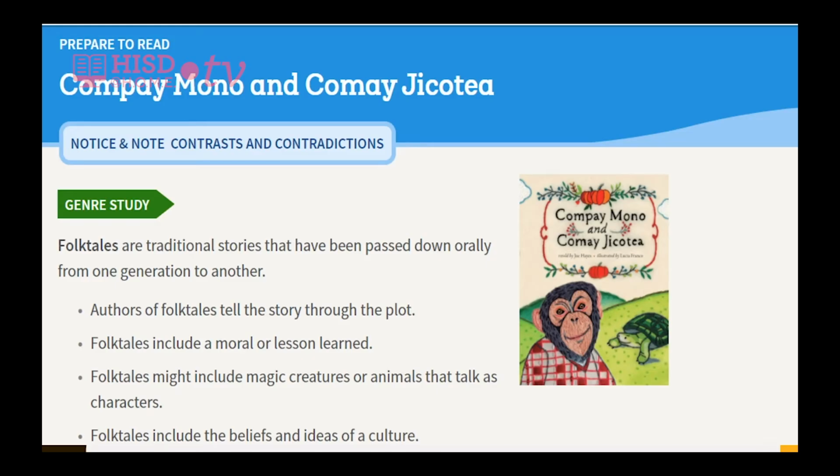Compe Mono and Come Jicotea is a folk tale. Folk tales are traditional stories that have been passed down orally from one generation to another. We see in folk tales creatures or animals that talk as characters. In this, they have a plot where you have characters, which are animals, a setting, and a problem and a solution. Folktales are often going to include a moral or a lesson learned. And these include beliefs and ideas of a certain culture.